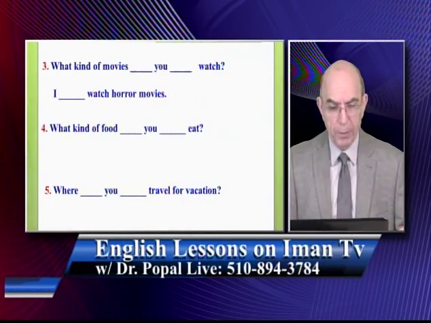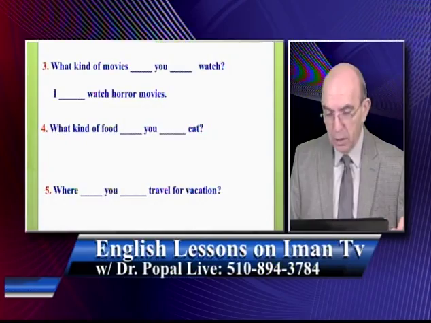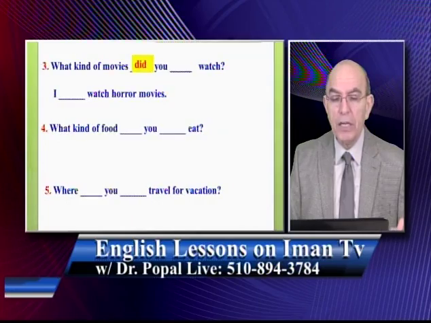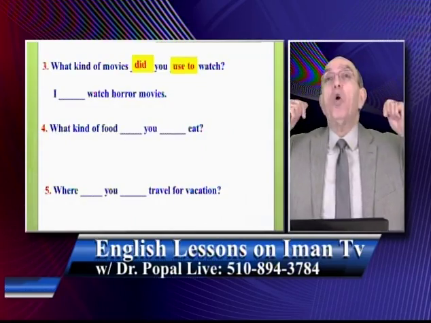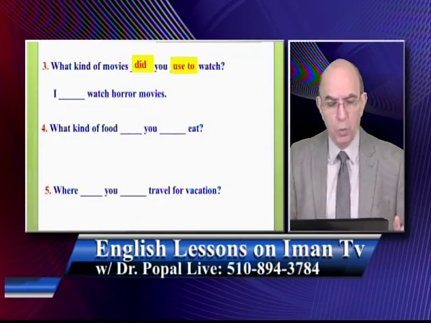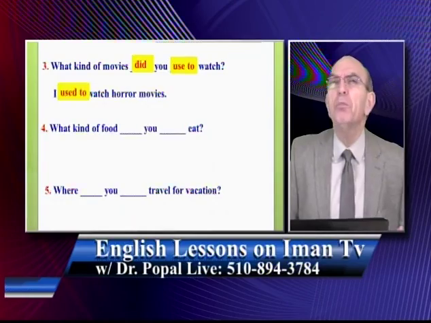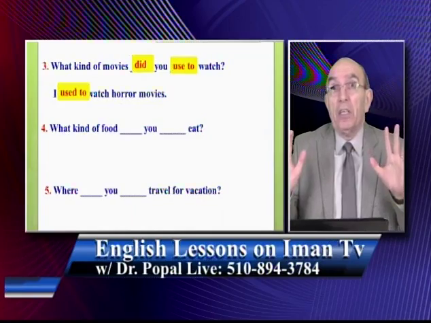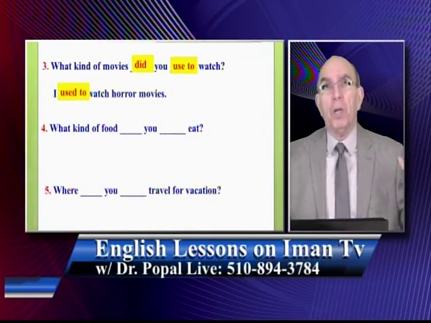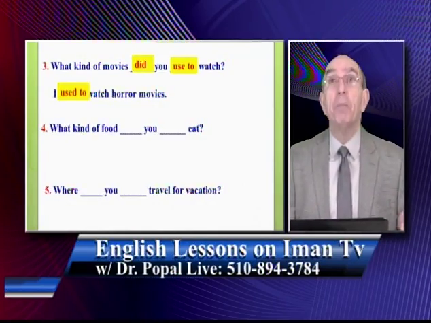So let's look at number 1. What kind of movies? What do you put in this blank space? Please say "did." What kind of movies did you what? Used to watch. Means in the past. What kind of movies did you repeatedly used to watch? I used to watch horror movies. What kind of movies are horror movies? Horror movies are movies that scare you. You watch them, you get very scared. They show you dead people. They show you a lot of blood. They show you something that scares you. You cannot fall asleep. You're afraid. That's horror movies. Some people like them very much.